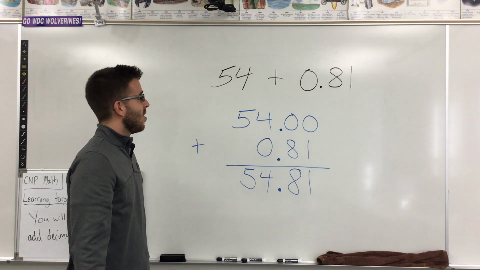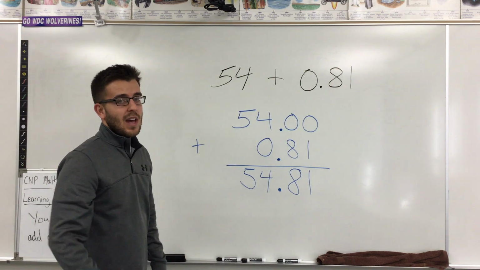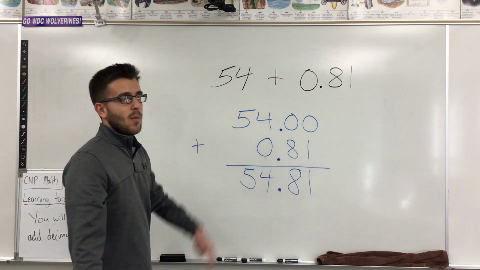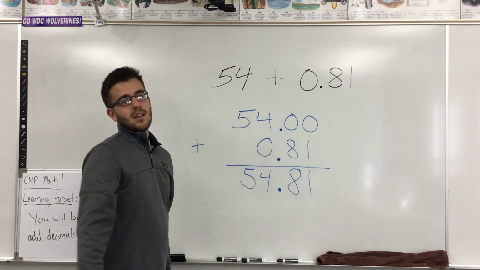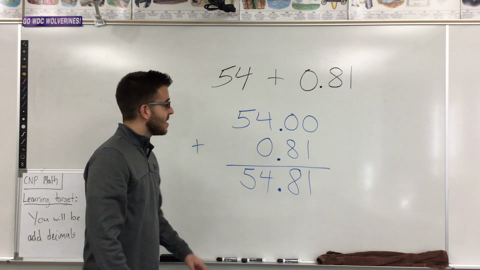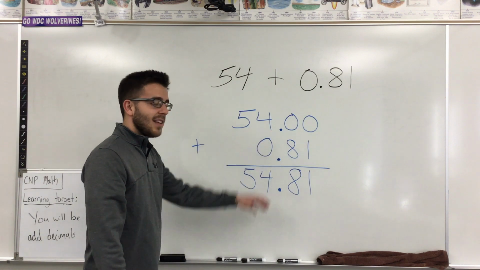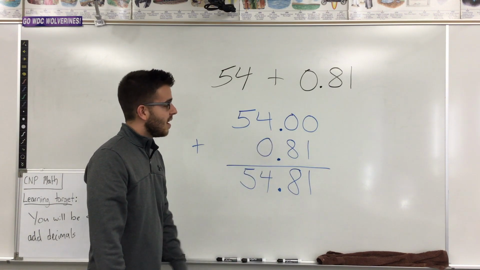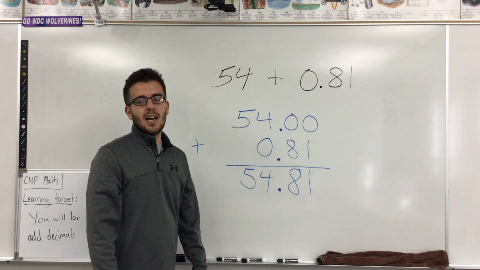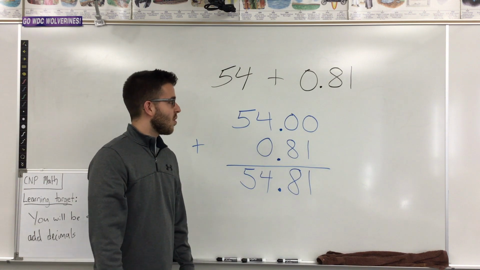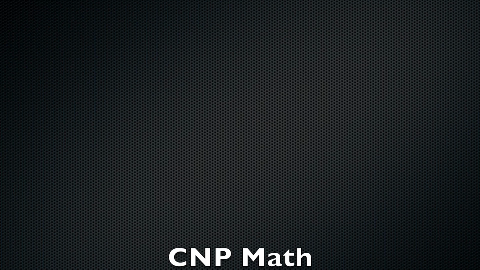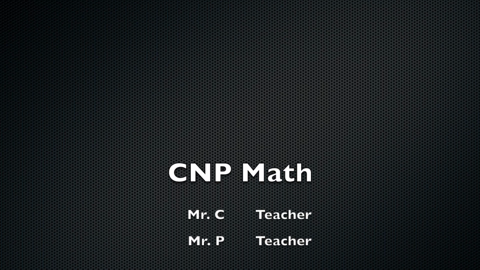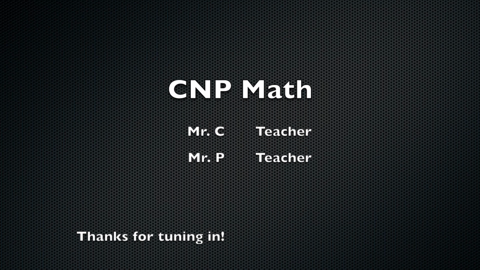The important thing to know with this problem is when you have a number without the decimal point, that decimal point is always to the right of the ones place. You don't always have to put it there, but when you're adding and subtracting decimals, putting it there will help you keep everything in line, help you keep your work organized, and help you get the answer correct. So there's our lesson for today.